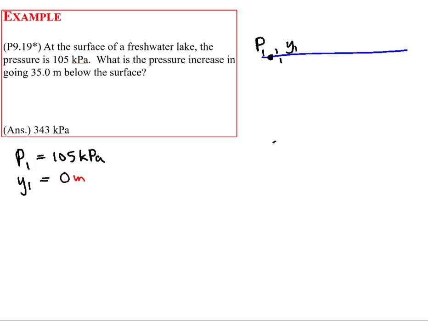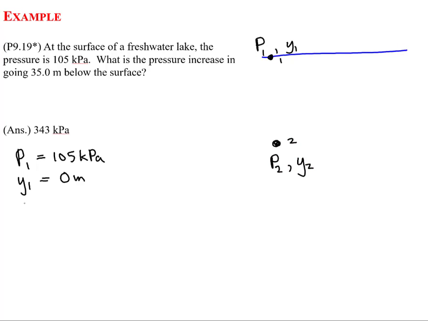We then end up going 35 meters below the surface. I will label this point, point 2. So point 2 will have its own pressure, P2, and its own height, Y2. So the pressure at point 2 is P2. We don't know its value. But we do know the height, or in this case, I've been saying height. I should be saying depth. We do know the depth is 35 meters. So this is 35 meters below our reference point.